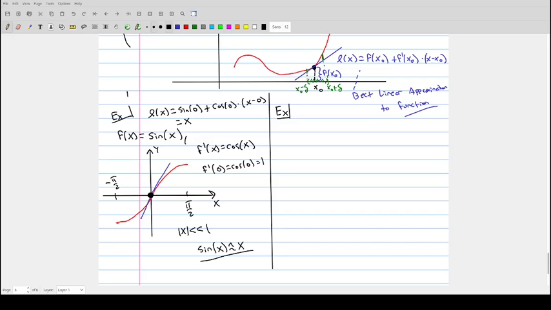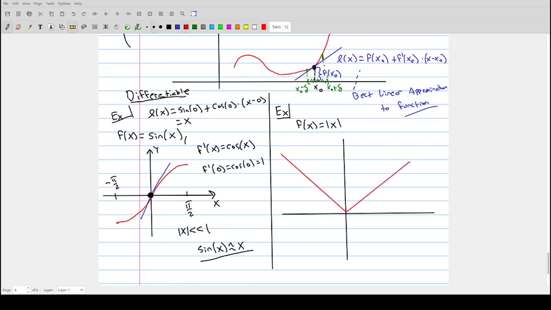I'll label this as a differentiable example. For our function that's not differentiable, we'll look at f of x equal to the absolute value of x. Now remember that the absolute value of x looks like negative x when x is negative, and it's positive x when x is positive.